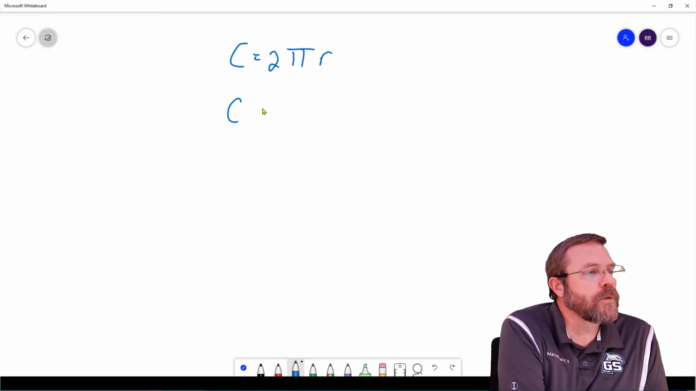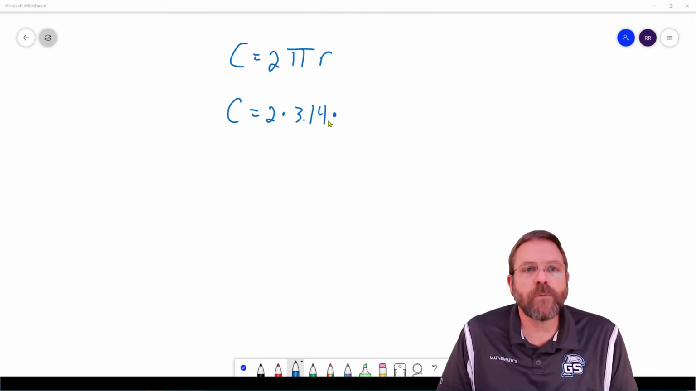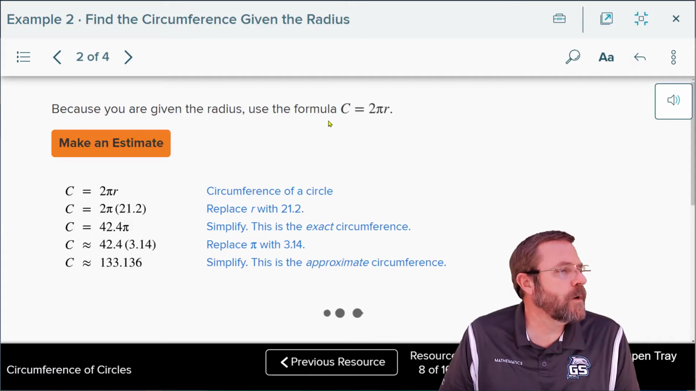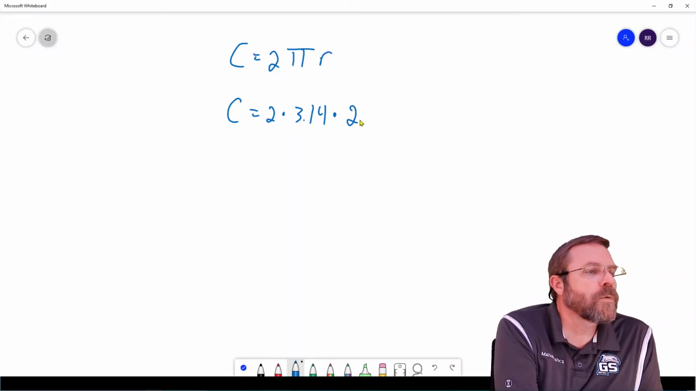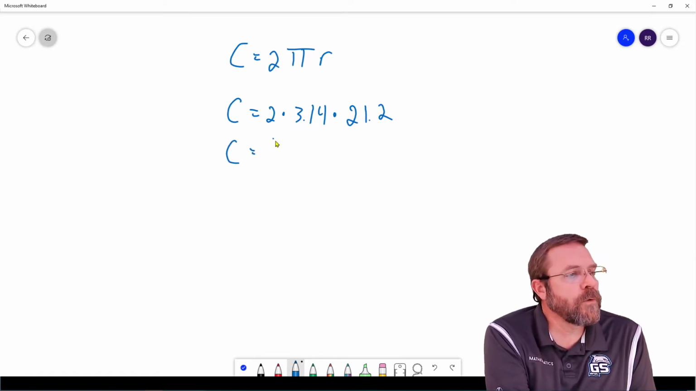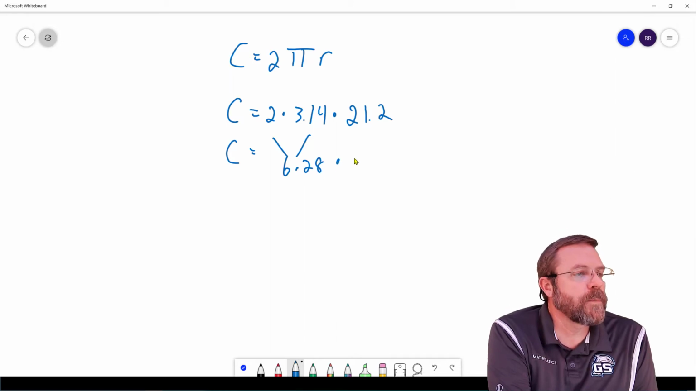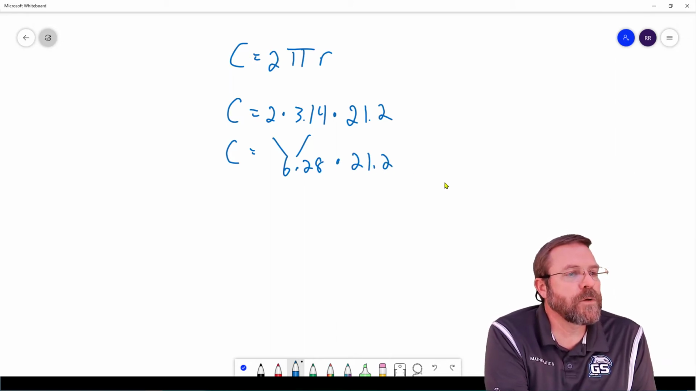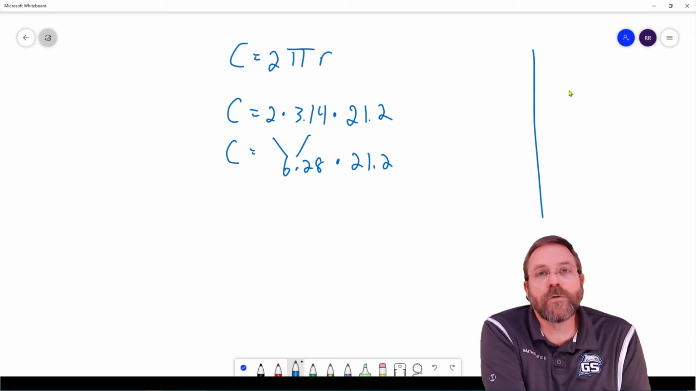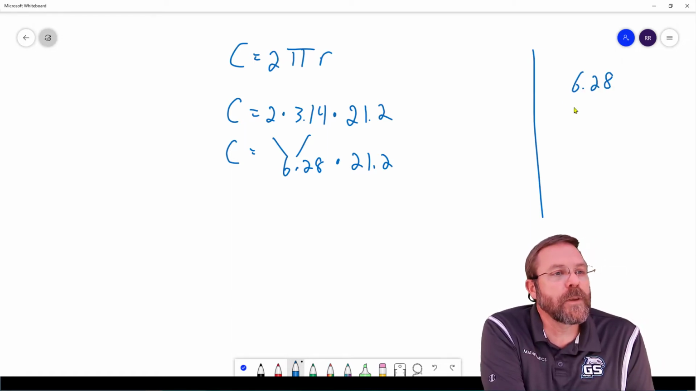The formula, of course, is circumference is equal to 2 times pi times the radius. Circumference is equal to 2 times 3.14 times, and the radius they gave us was 21.2. Now 2 times 3.14, that's going to become 6.28. Multiply that times 21.2, and now we're going to have to do some scratch work on the side. So I have 6.28 times 21.2.